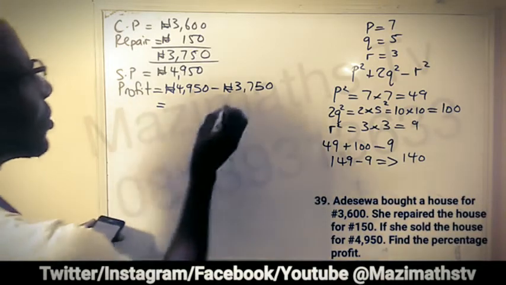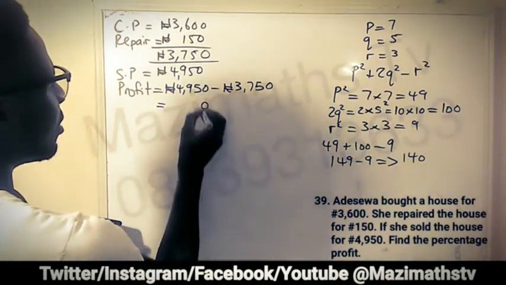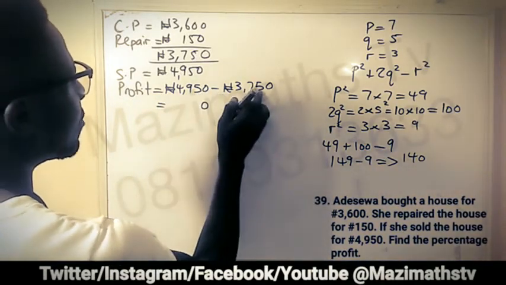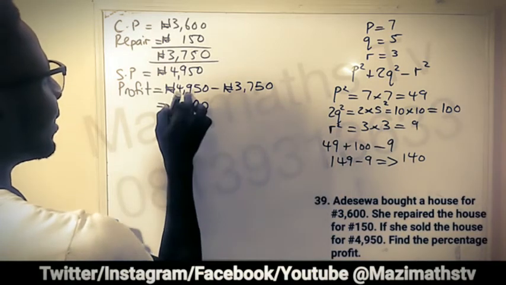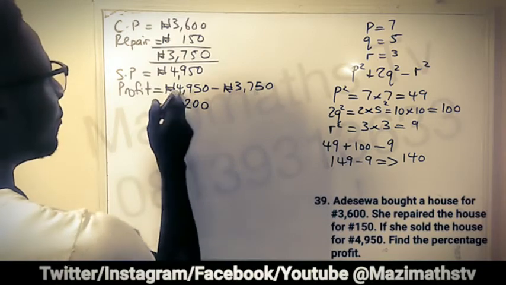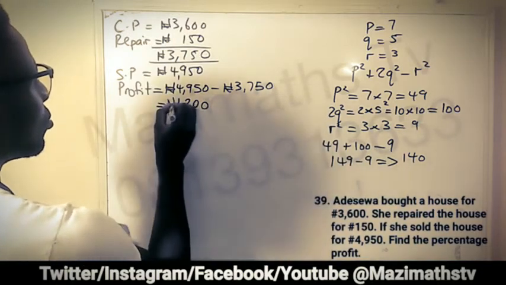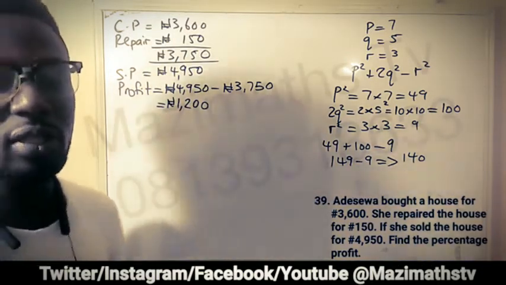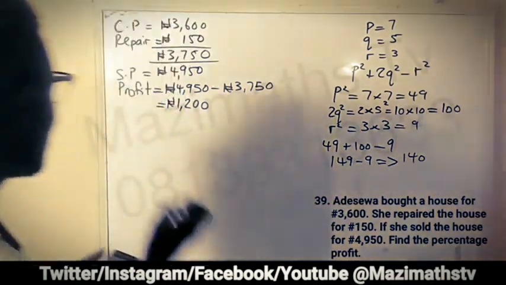Now, let's subtract. This 0 minus this 0, that is 0. 5 minus 5, that's another 0. 9 minus 7, that is 2, and then 4 minus 3, that is 1. Which means you made a profit of 1,200. Now find the percentage profit.